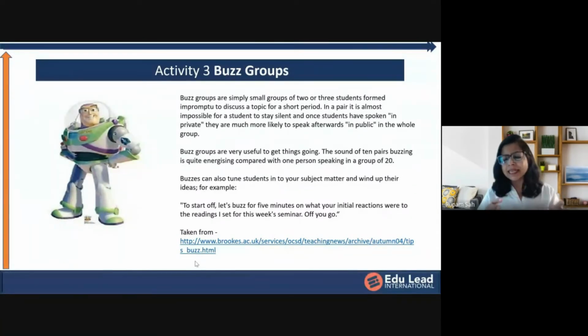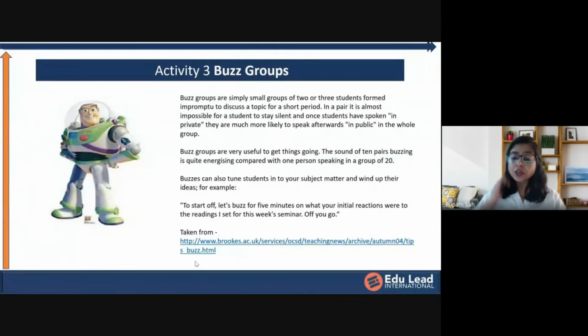But this is slightly different from the peer support. You're saying that, all right, 2-3 children who are sitting very close to each other, they quickly turn to each other and you say, all right, guys, let's buzz for some time. And then we'll have the whole class sharing, right? So you can say 2 minutes, off you people go, do your buzzing, and then come out with your points, right? So buzz is even when you are questioning.